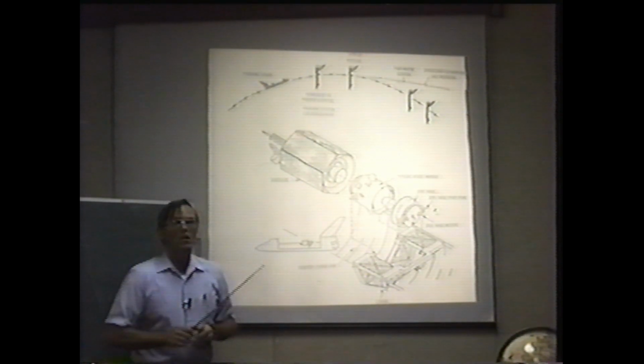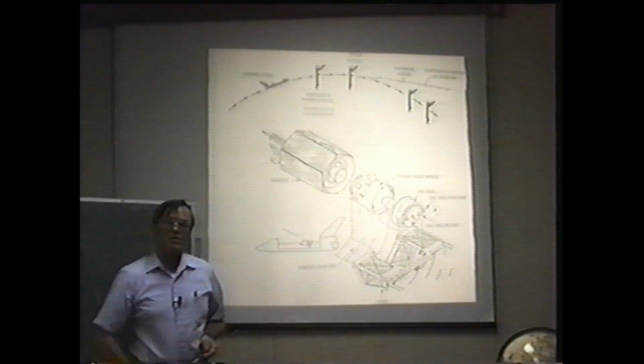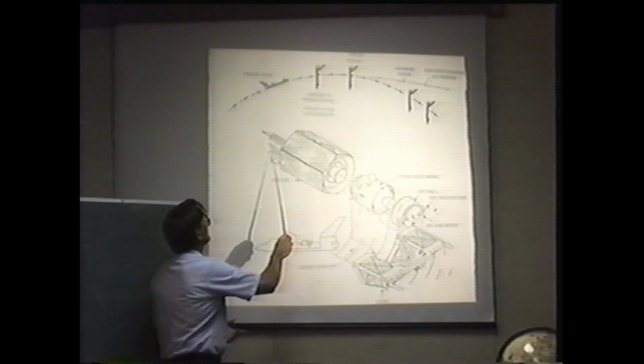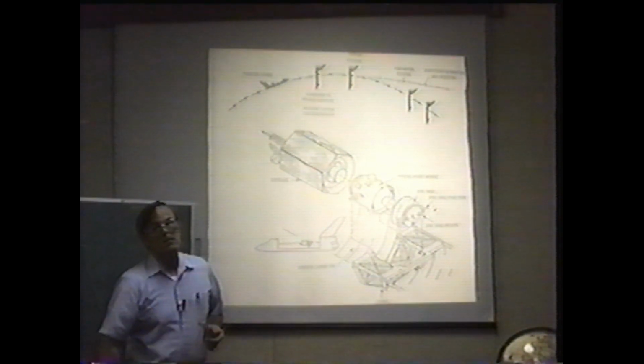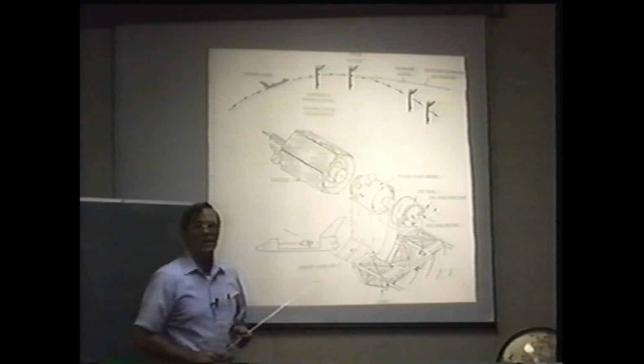Now, this satellite is spinning, so we have to have a stabilization system, plus we have to have a system that allows us to rotate the antennas, because what happens is that the whole body of the satellite is spinning.